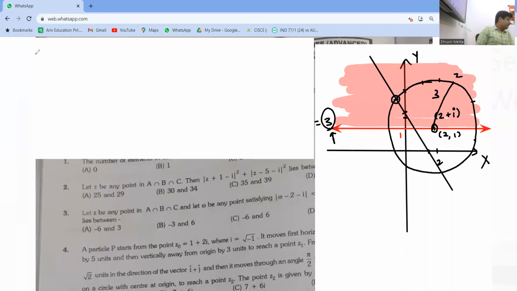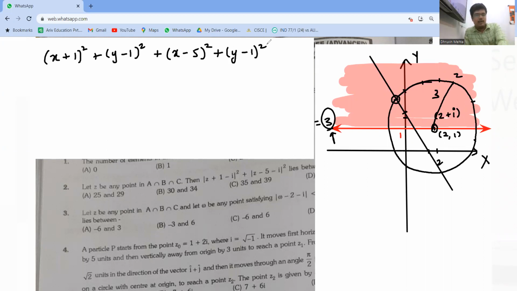Modulus also has a square, right? So we won't count the square root, so the square root and square will be eliminated. I'm doing it directly; are you able to follow? It's (x + 1) squared plus (y − 1) squared plus (x − 5) squared plus (y − 1) squared. I did this directly. If you have any doubts, tell me, Pravra. I'll elaborate; I did it in one step.